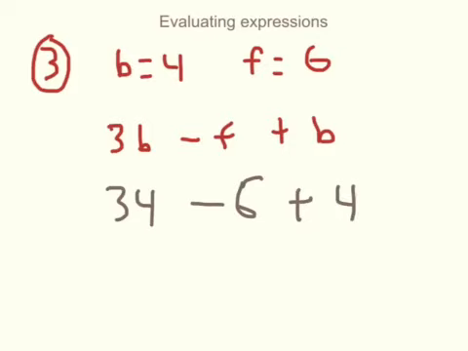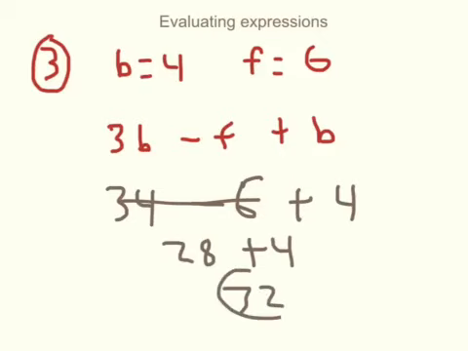Then from there, I solve. Order of operations would tell me to do my subtraction first, because it's adding and subtracting, and subtraction comes first in this problem. 34 minus 6 is 28, and then plus 4. And then 28 plus 4 is, is that right? Yep. And then 20 plus 4 is 32. So I got 32 for a final answer.